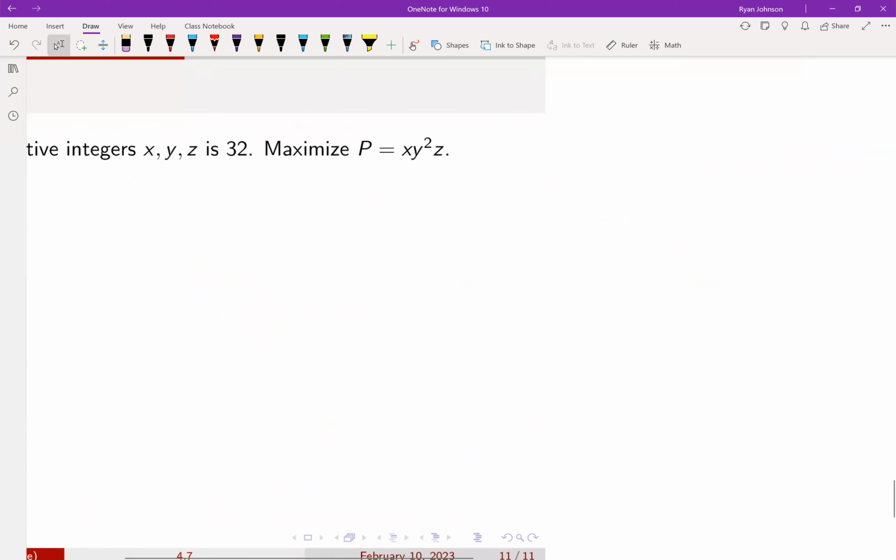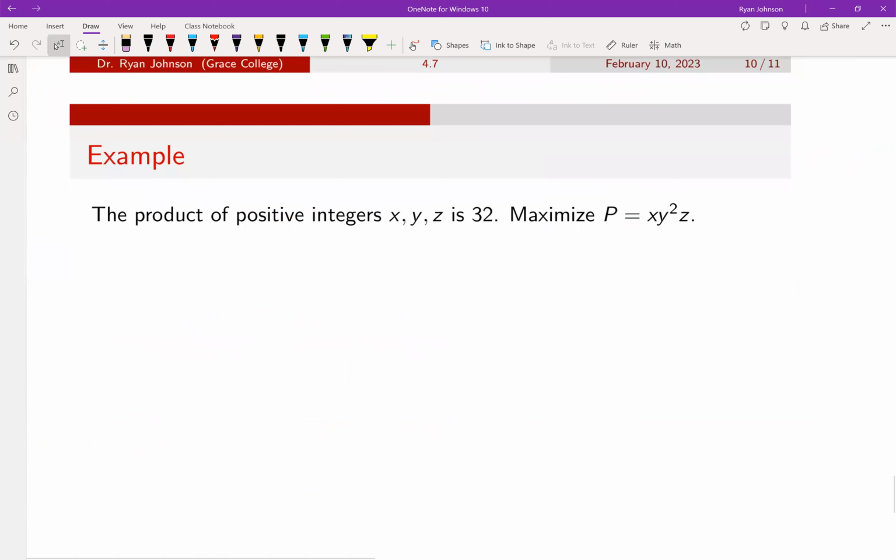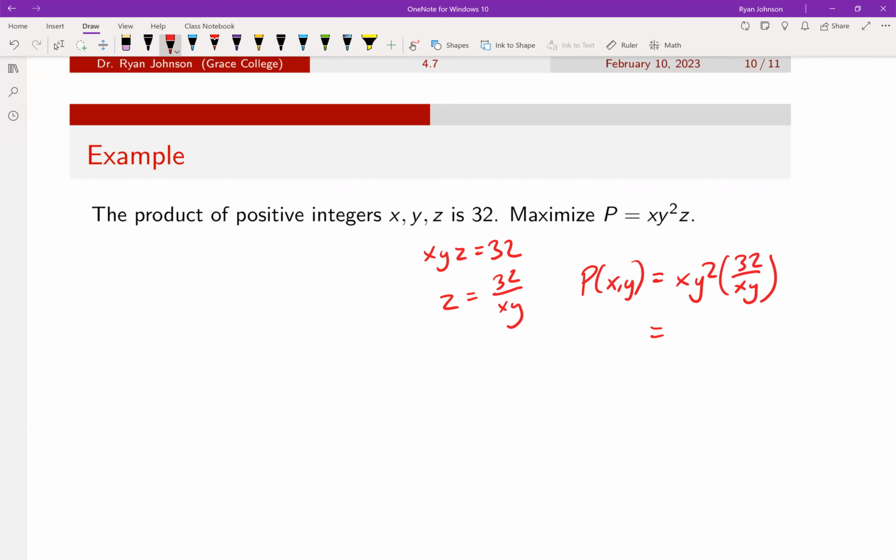All right, last example. Say I've got the product of positive integers x, y, z is 32. Maximize x, y squared z. Well, so x, y, z equals 32. Then solve for one of them. Say z equals 32 over x, y. So then p of x, y equals x, y squared times 32 over x, y. That's equal to just 32y.